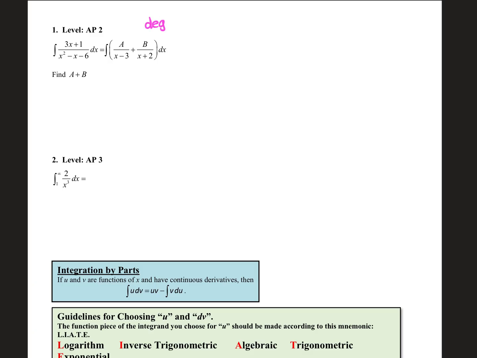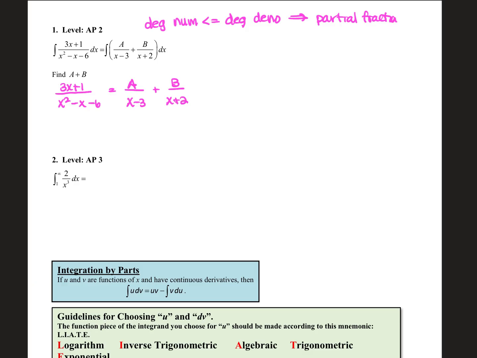So if the degree of the numerator is less than or equal to the degree of the denominator, and the denominator can be factored, we try partial fractions. So going through here, we would have 3x plus 1 over x squared minus x minus 6, and then we're doing our decomposition. Multiply everything by the denominator. So as you take this and multiply it with the first piece, we're going to be left with just the top.